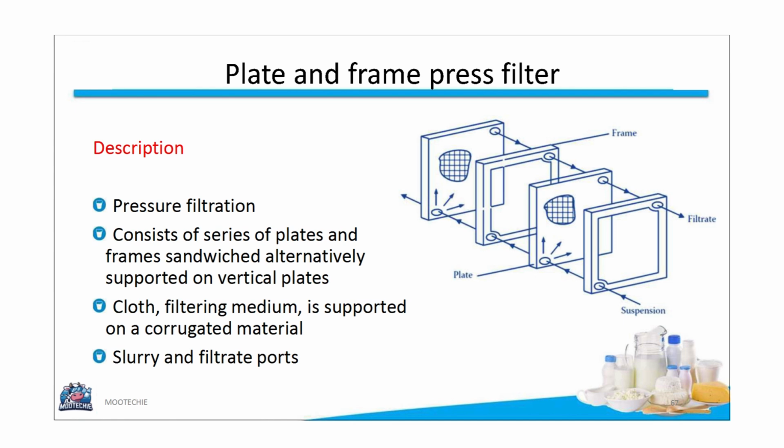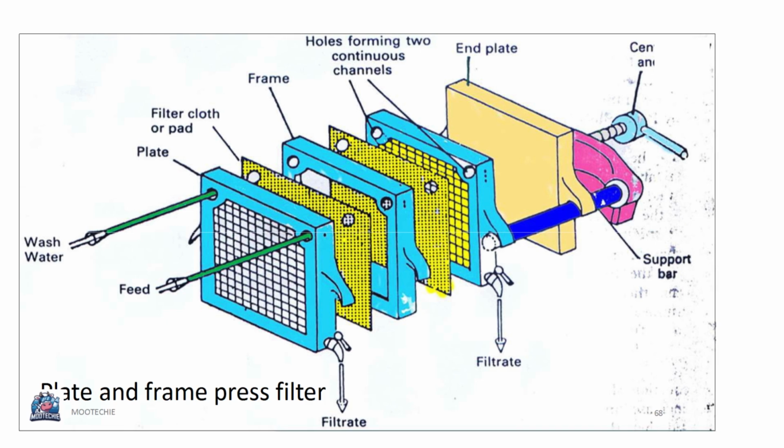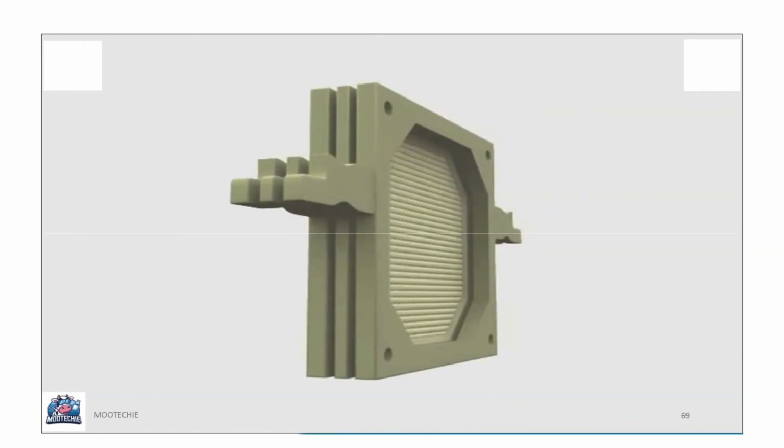It consists of a series of plates and frames sandwiched together alternately and supported on vertical plates. A cloth filter medium is supported on a corrugated material. It has ports for the slurry to enter and the filtrate to exit. This slide shows a diagram of a plate and frame press filter. Here is a photograph of the equipment.